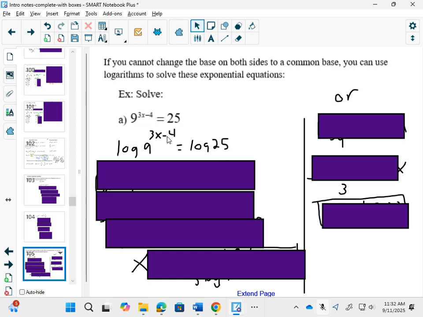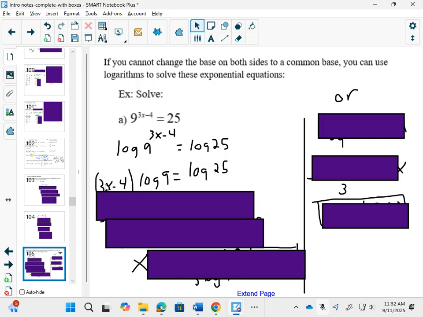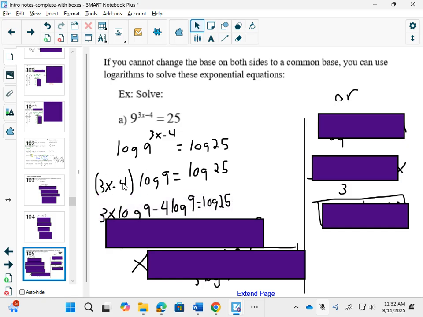Then we want to solve for x, and the x is in the exponent. We use our log laws to try to pull that exponent out in front. And in this case, we can pull out the 3x minus 4 all out in front because it's the exponent to the whole thing, and that's one of your log laws. Log of 9 is a number, so we can distribute that log of 9. So I get 3x log 9 minus 4 log 9 equals log 25.